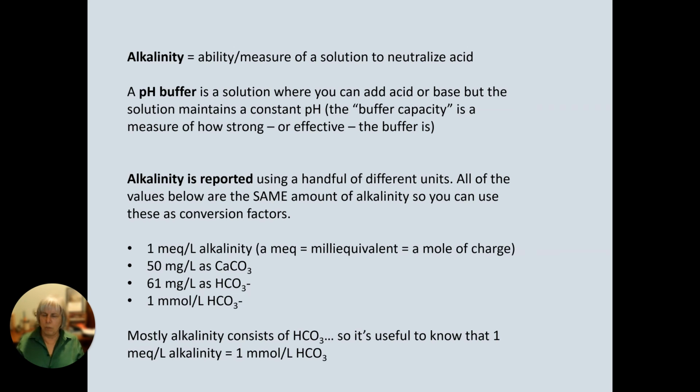A pH buffer is a solution that maintains a constant pH: add acid or base to it, remove acid or base, and that system maintains a constant pH. That's referred to as a buffer. And when we want to measure the buffer, that's referred to as the buffer capacity, which is a measure of how strong the buffer is.